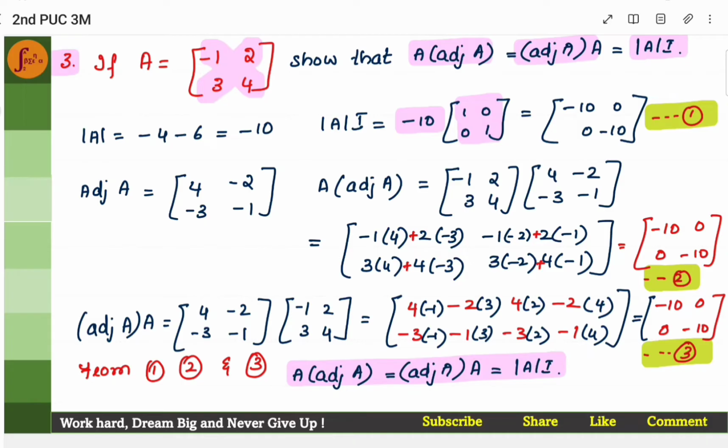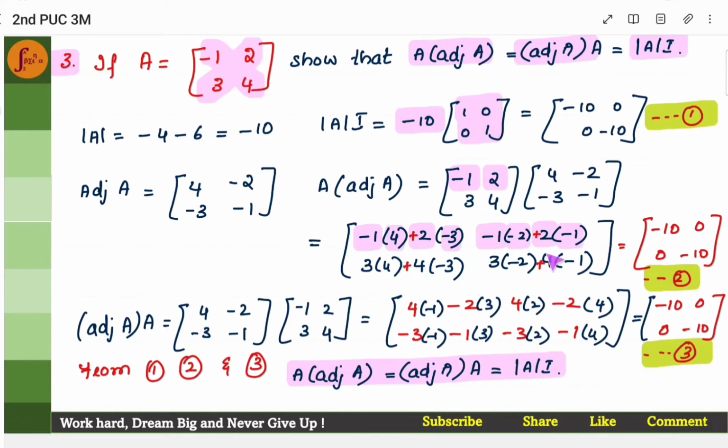Let me go through this once again. So take the first row elements, which is minus 1 and 2, right? Now you write minus 1, 2 here. Now you copy that same minus 1, 2 here, 2 times, right? Now take the first column, 4 and minus 3, write 4 minus 3, right? Then second column, minus 2, minus 1, just write it like this. Then at the end, you come and put the plus sign in between.